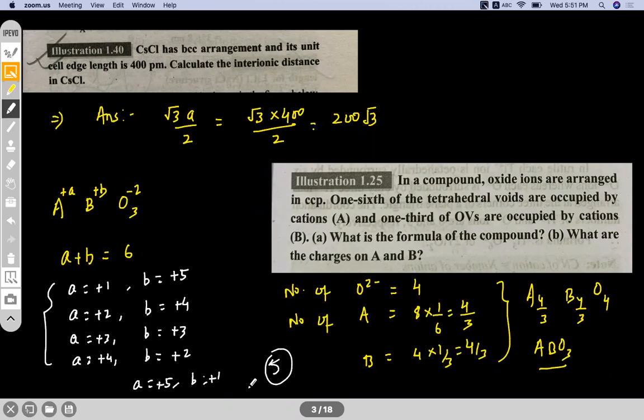Done. Now the last two things we have to discuss in this chapter. The first one is the imperfection in solids, right? And then the second one is Bragg's law. Imperfection we have different types. Completely theory. You just need to know two things. Mainly they ask in imperfection of solids, that is Schottky defect and Frenkel defect. So we'll discuss that only. Before that, we'll start Bragg's law.